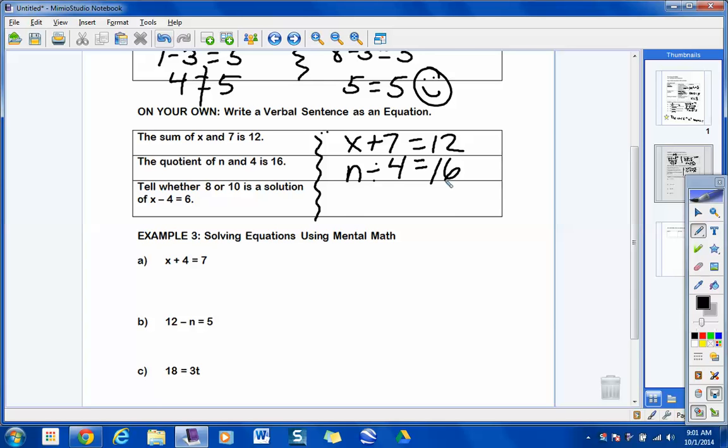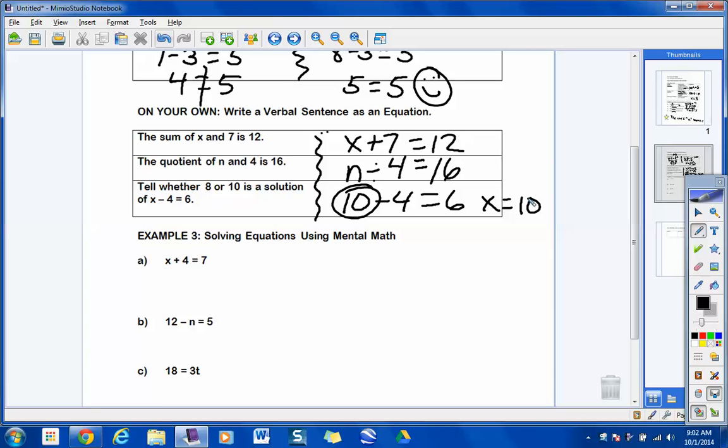Good. All right, last one. Tell whether 8 or 10 is a solution. Which one worked? Timothy: 10. 10 minus 4 is 6. Okay, so my solution is 10. So I might say the x value is 10, not 8. How do you guys feel about this?